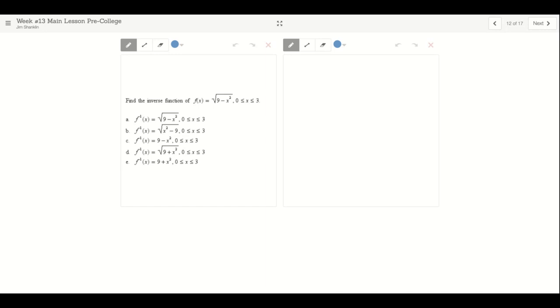Okay, so the function in this one, we have the square root of, so I'm going to rewrite this as x equals the square root of 9 minus y squared. The first thing I'm going to do is try to get rid of the radical, so I'm going to square both sides. I end up with x squared is equal to 9 minus y squared. Okay, I'm going to get rid of the 9, so I'm going to subtract 9 off of both sides. So I'm left with x squared minus 9 is equal to negative y squared.